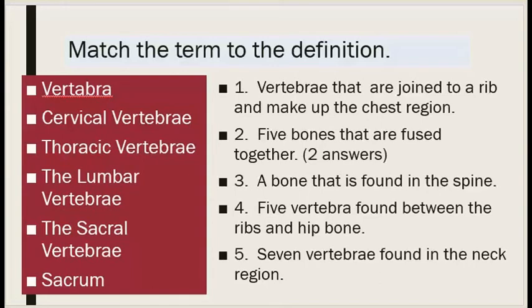Number 3, a bone that is found in the spine. Number 4, 5 vertebrae found between the ribs and hip bone. Number 5, 7 vertebrae found in the neck region.